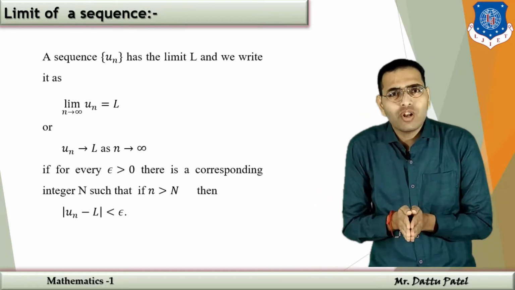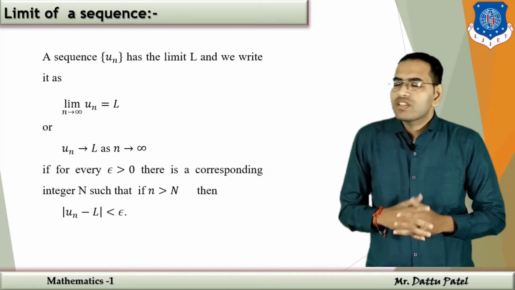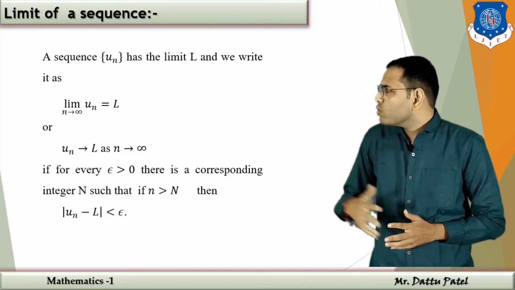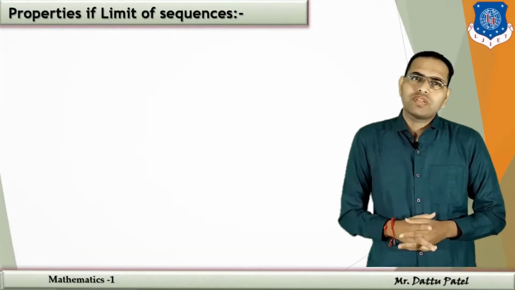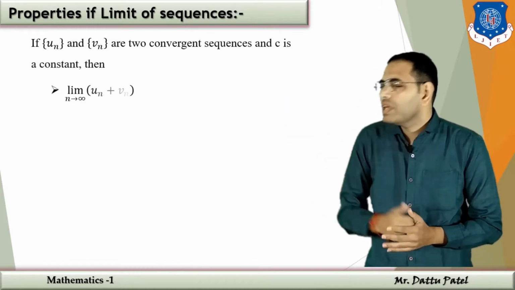If for every epsilon greater than 0, there is a corresponding integer N such that for small n greater than capital N, the modulus of un minus L is less than epsilon. Now let's see the basic properties of the limit.